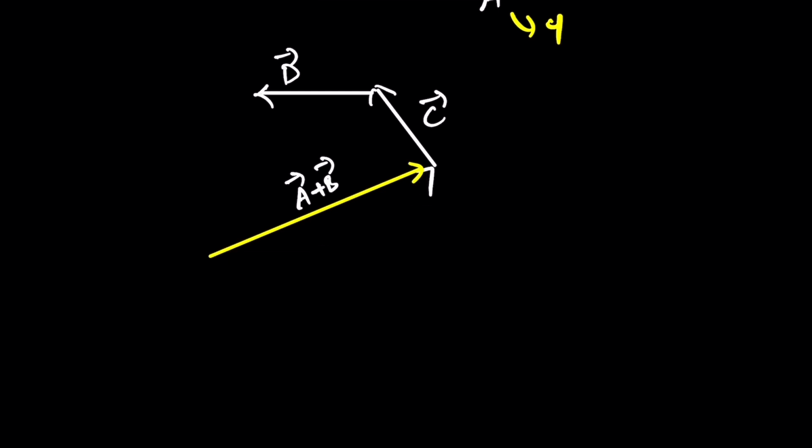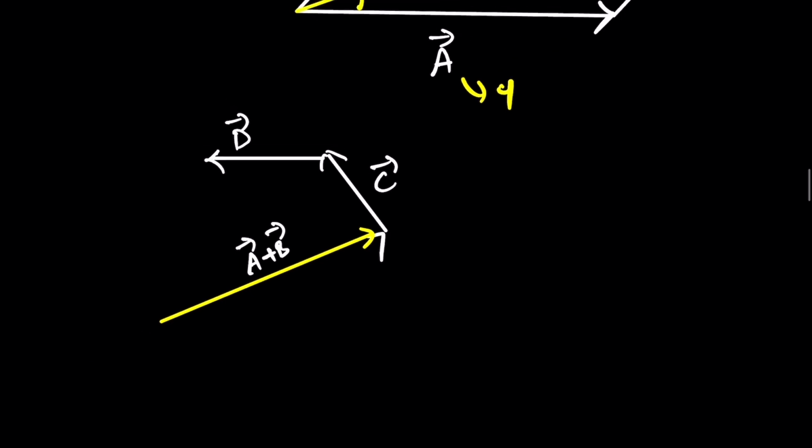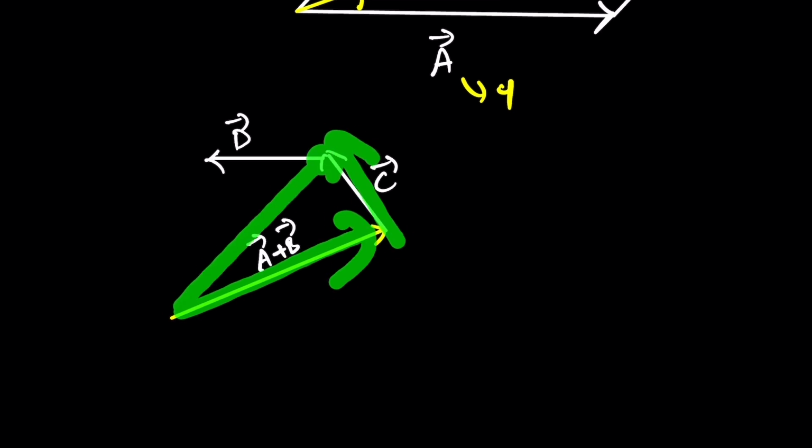Then, according to the triangle law, the head-tail method, this gives you your resultant. According to the triangle law, this plus this gives the result.